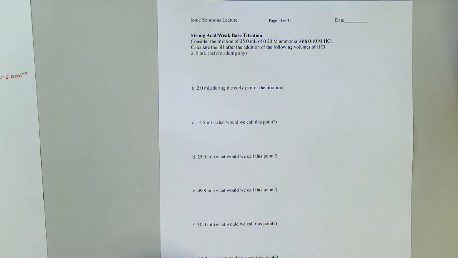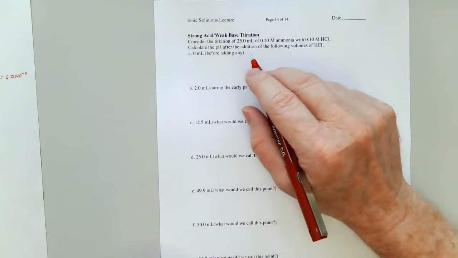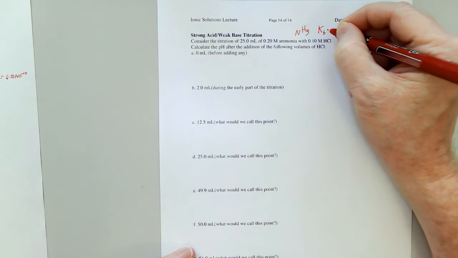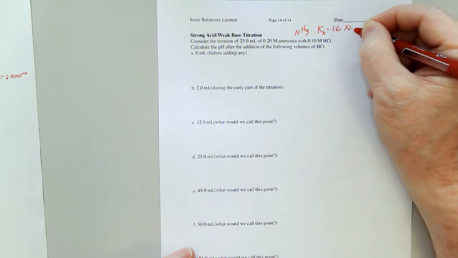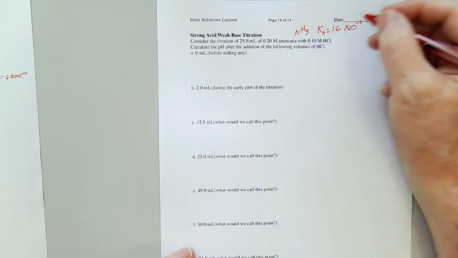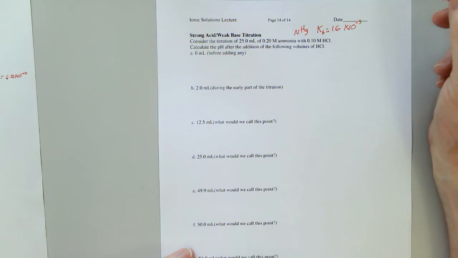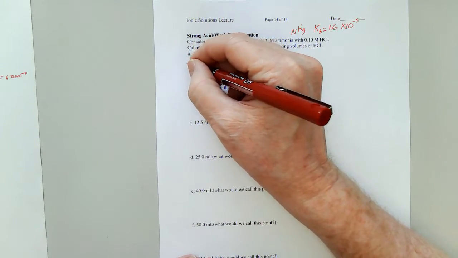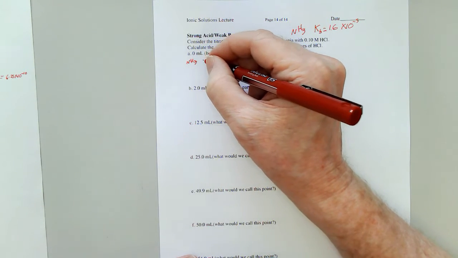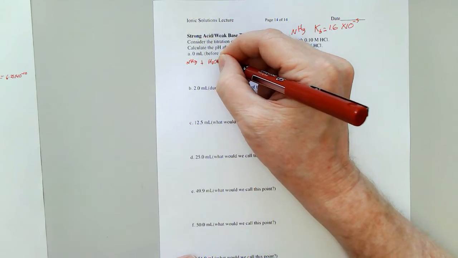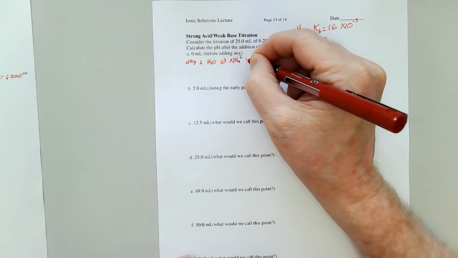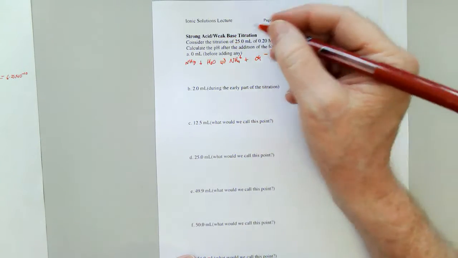This is some practice math based on titration problems. We're titrating ammonia, which is NH3 and has a Kb value equal to 1.6 times 10 to the negative fifth. Okay? Now, before the titration starts, this is just your classic weak base. NH3 plus H2O to give us NH4 plus and OH minus.